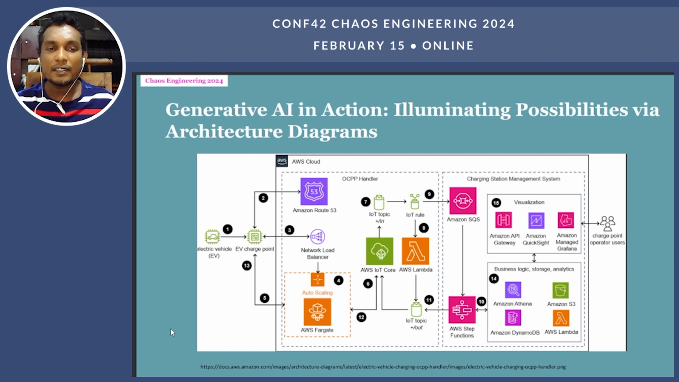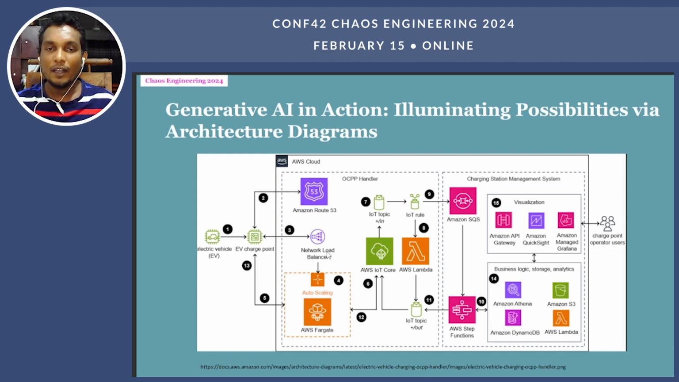This is an architecture diagram of an electric vehicle charging system. It's hosted in AWS. It has components like Route 53, a network load balancer. It's using Fargate and some of the IoT components, and it has Lambda, SQS, Step Functions, and it has Athena, DynamoDB, S3, and other visualization tools as well.